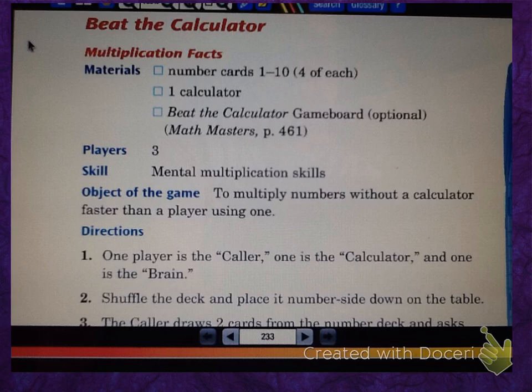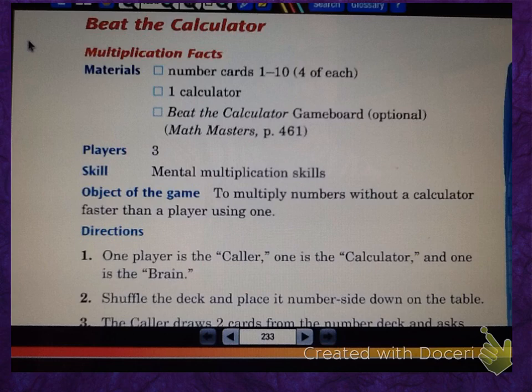I'm going to talk about the game Beat the Calculator, and with this game you're going to use your number cards 1 through 10, and of course a calculator. And there is a game board, which is optional. 3 players are needed for this game. And we're going to test your mental math skills. So the object of the game is to multiply the numbers without a calculator faster than the player who is using the calculator. Hence the name Beat the Calculator.